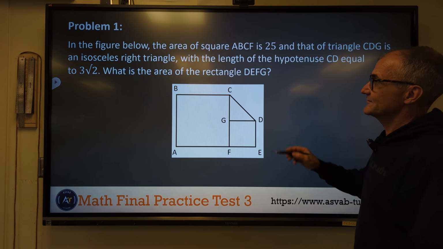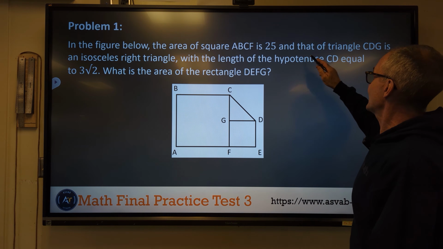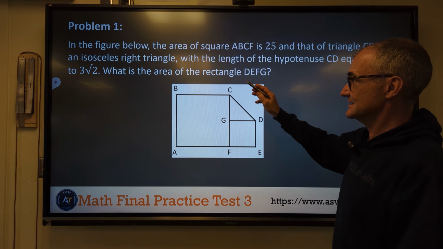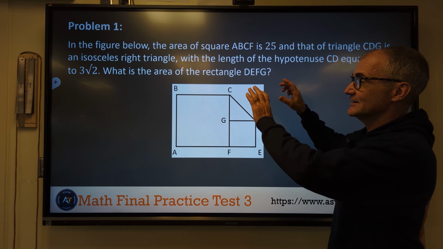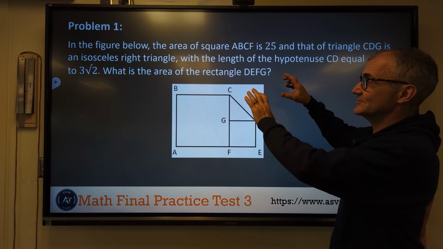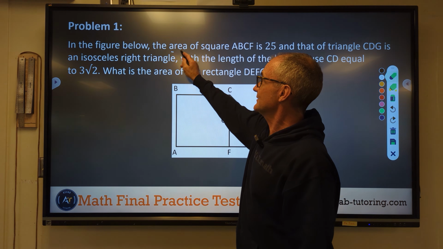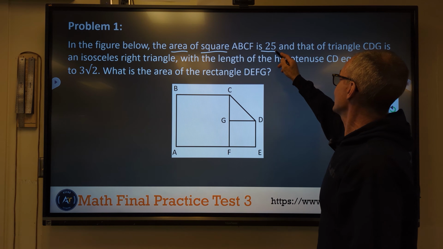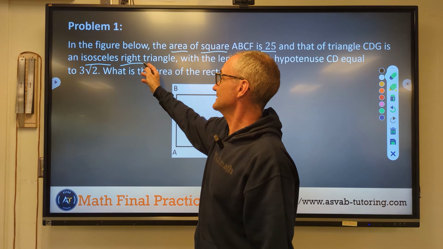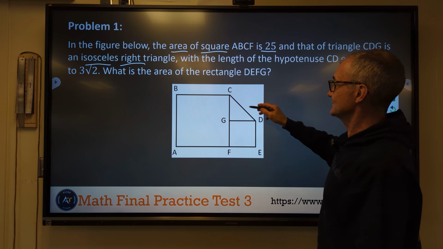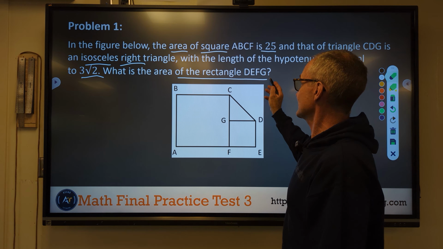Okay, problem number one. In the figure below, the area of the square ABCF is 25, and triangle CDG is an isosceles right triangle. There's a ton of information in this paragraph. The first trick is really to transfer all that information into the picture. So let's highlight the important parts here. Area of a square is 25. And the triangle CDG is isosceles right with the length of the hypotenuse, this piece here, being 3 root 2. What is the area of the rectangle DEFG?